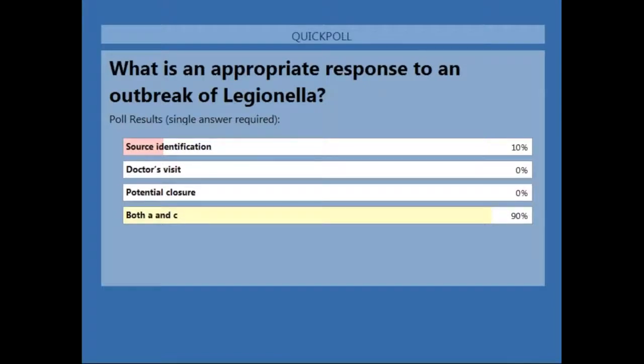And 90% of you got it correct. The answer is both A and C. Those are the two things that are appropriate responses out of these ones listed for an outbreak of Legionella. Now we'll go ahead and continue the webinar.